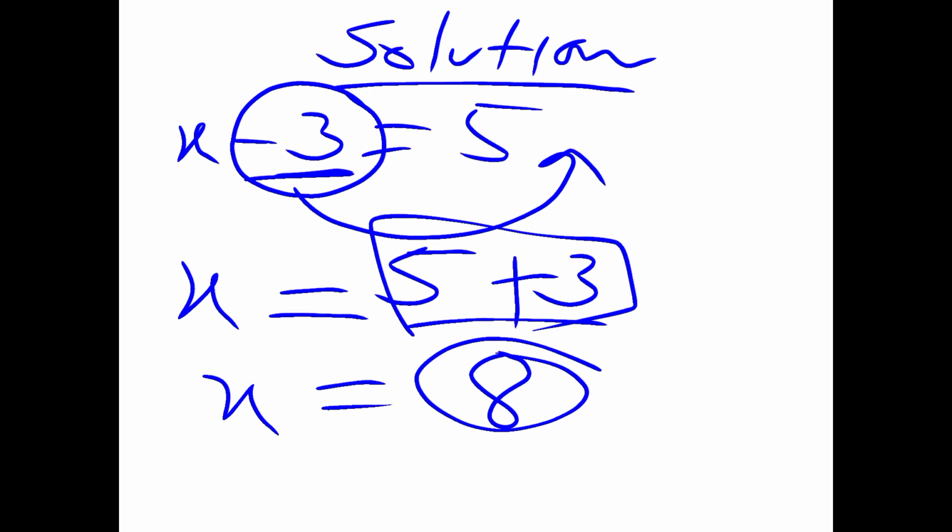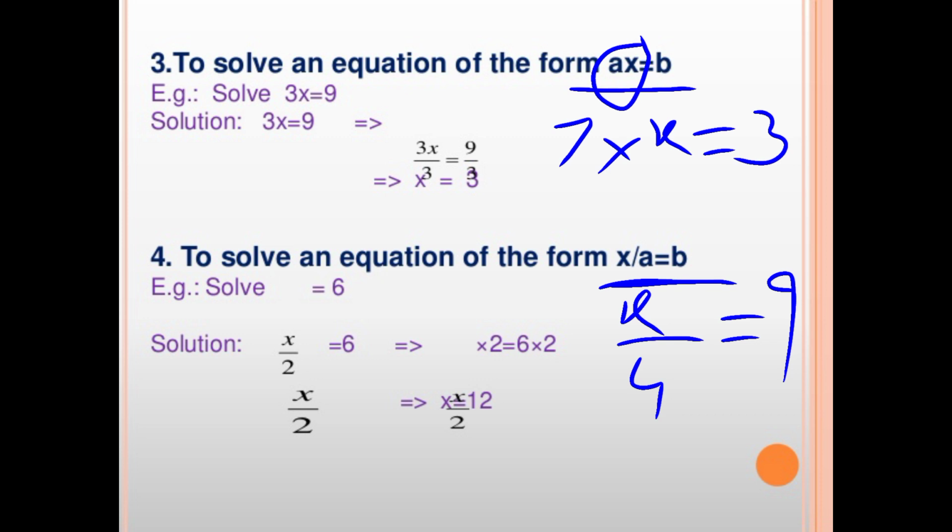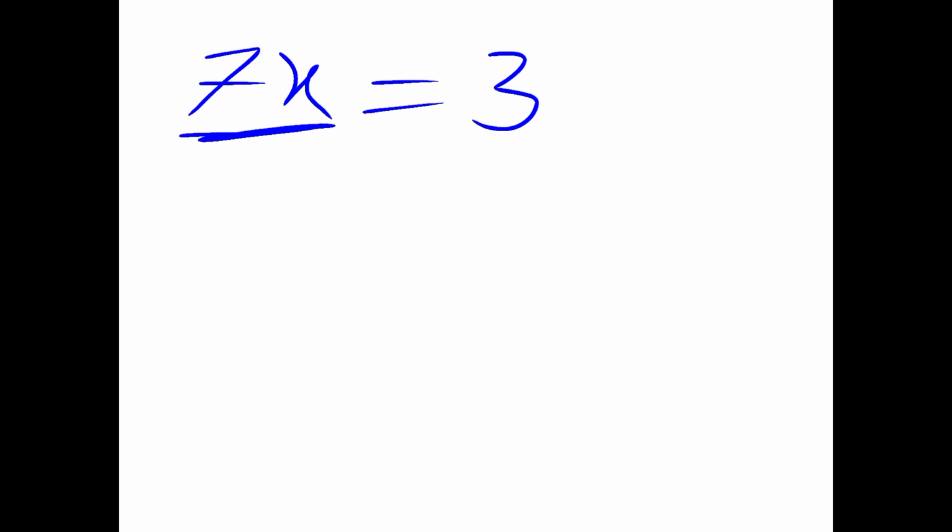Let's take another form of this equation. Another form of equation is ax is equal to b. That means 7x is equal to 3. Let's try the elimination method first. This is 7x, so we have to eliminate 7 on the LHS.